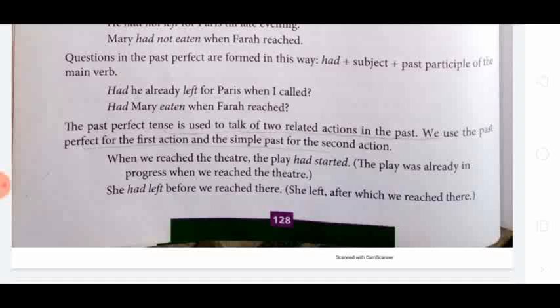When he reached the theater, the play had started. Here, why do we go to the theater? That is to watch the play. So, related action is there. When he reached the theater, the play had started. That means the play was already in progress when he reached. So, when he reached, we use the simple past tense form, and the play had already started in the past perfect.